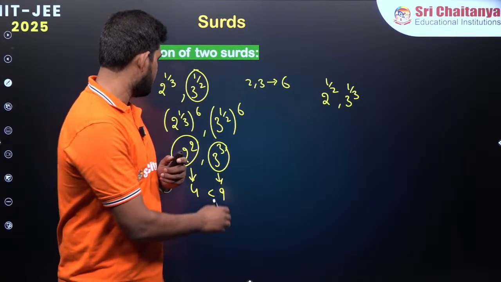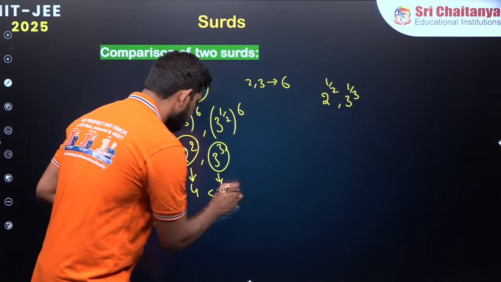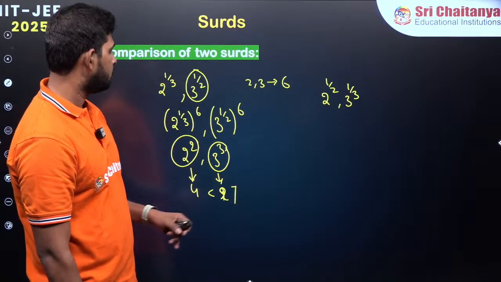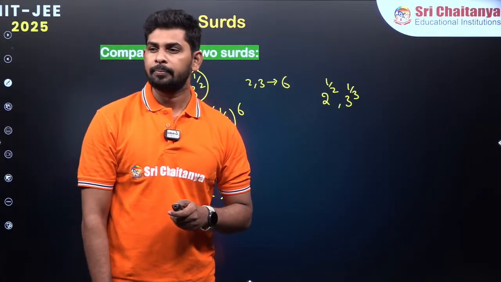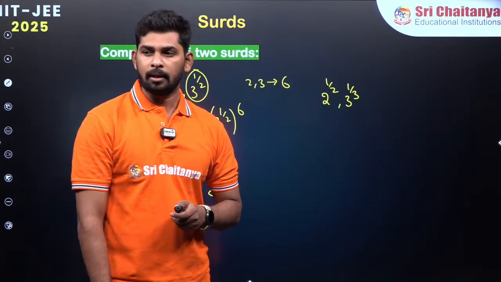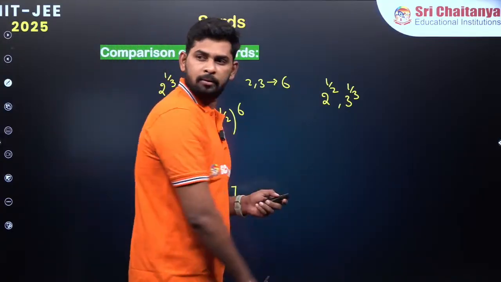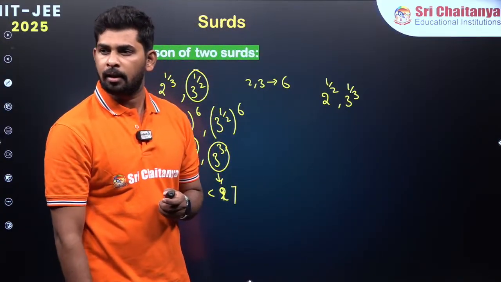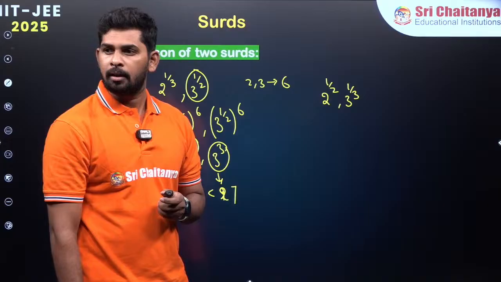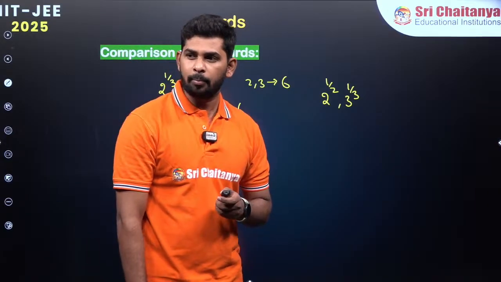Sorry, 3 cube is 27. Still it is going to be big over here. Right. 3 power 1 by 3 is big. Very good. No, Samir, it is actually 3 power 1 by 3.